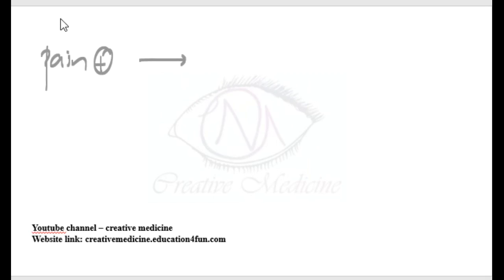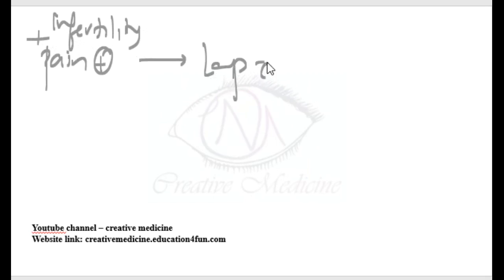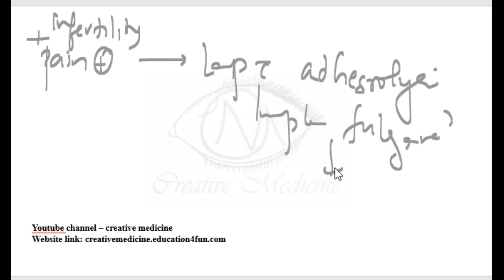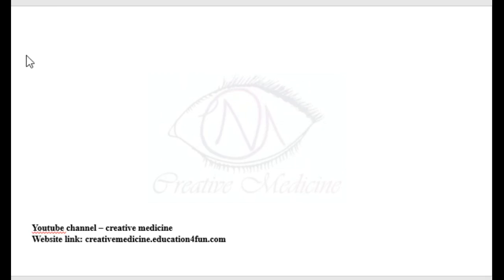the patient, then the results are better because laparoscopy is done with adhesiolysis and implant fulguration, and this can be followed by intrauterine insemination or in vitro fertilization. If endometrioma is present, then remove the endometrioma and then do intrauterine insemination and in vitro fertilization.